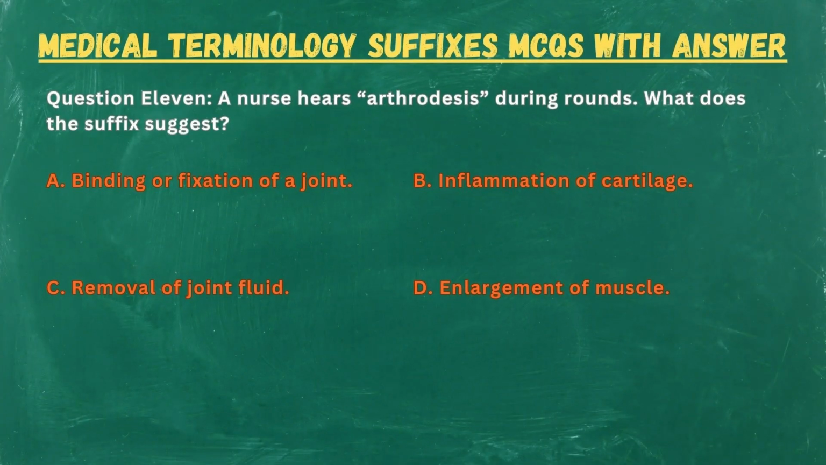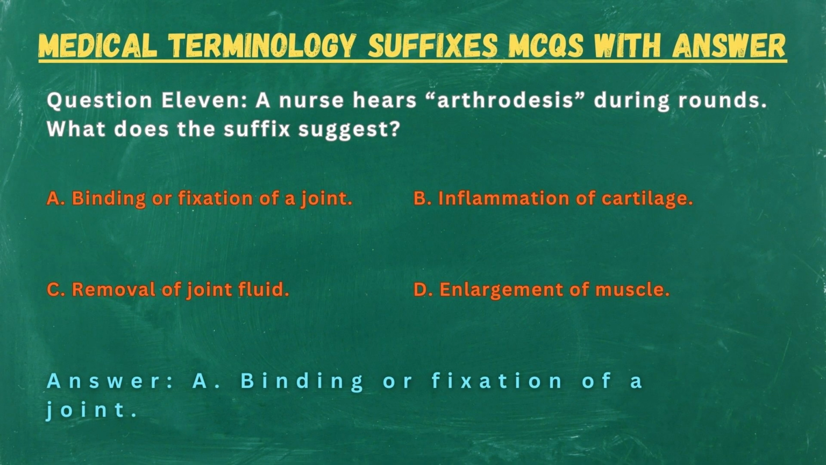Question 11. A nurse hears arthrodesis during rounds. What does the suffix suggest? A. Binding or fixation of a joint. B. Inflammation of cartilage. C. Removal of joint fluid. D. Enlargement of muscle. Answer: A. Binding or fixation of a joint.